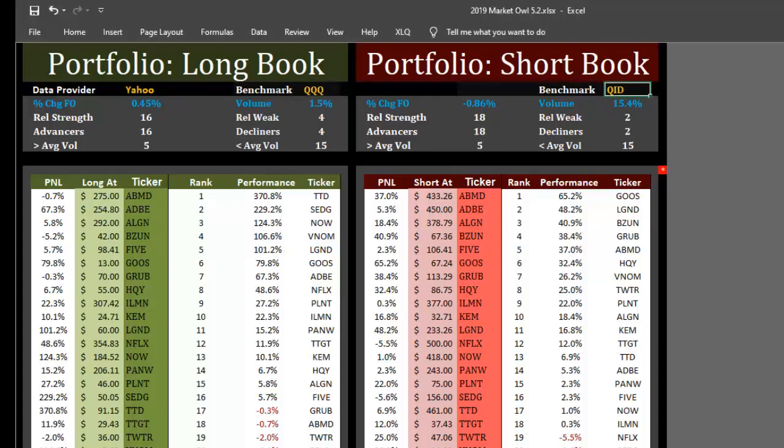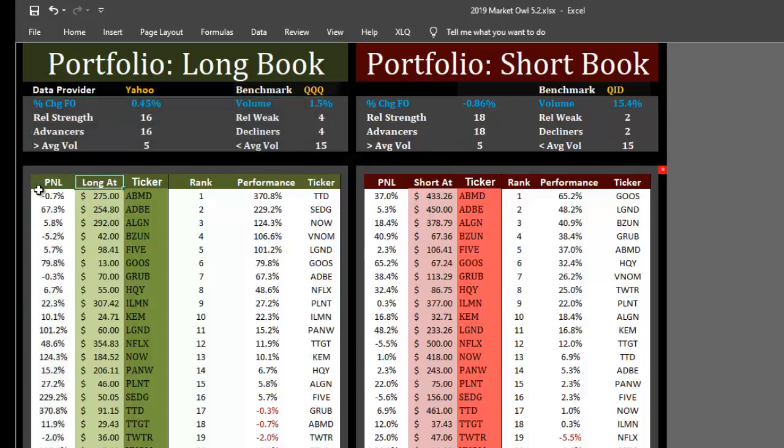QID is the inverse ETF of QQQ, and that would be the benchmark I would like to compare my shorts to. If the market's falling, I'd like to know what stocks are underperforming, or in this case outperforming because I'm short. It also gives you the same kind of relative strength and weakness data that is listed on the other pages. Sometimes this can give you an early warning that maybe your portfolio is starting to weaken, aside from just your straight up P&L, which is also listed.